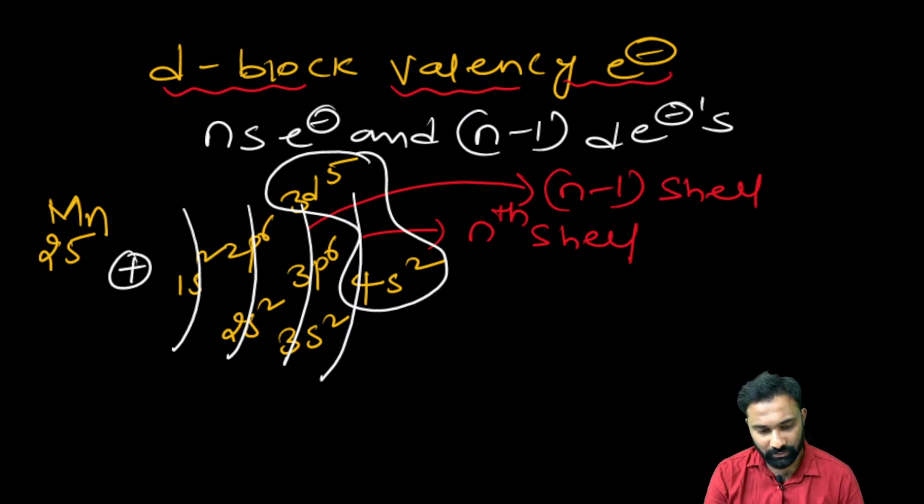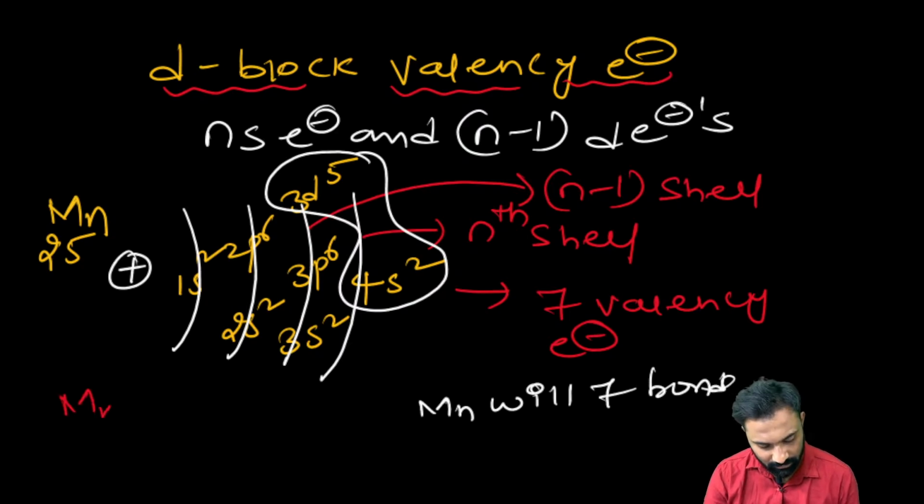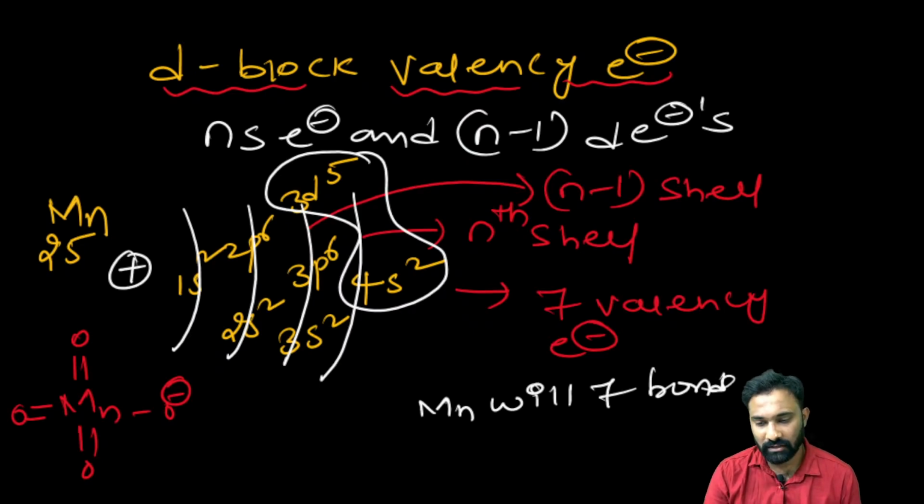Right. Good everyone, good. Now 7, right? 4s2 and 3d5, so it has 7 valency electrons. That's the reason Mn will form 7 bonds. How will Mn form the 7 bonds? Mn in MnO4 minus will form the 7 bonds in this manner. Here you have to be very careful when they ask this type of question.